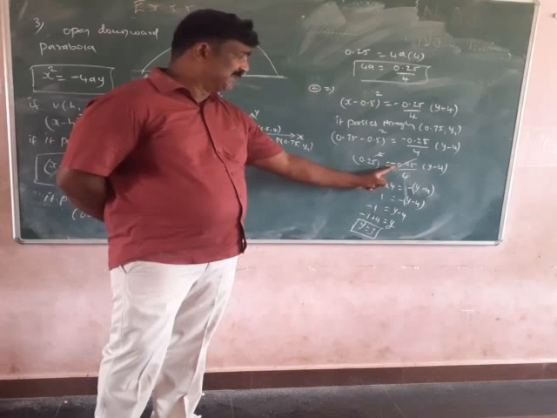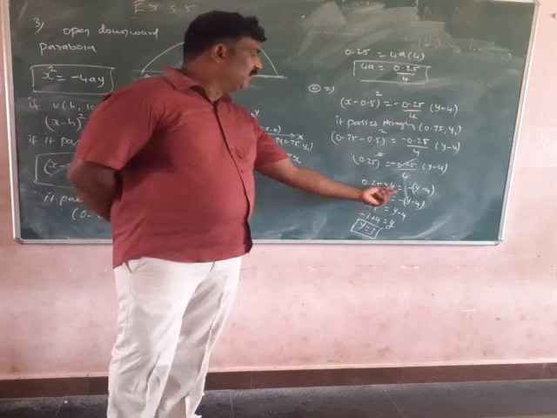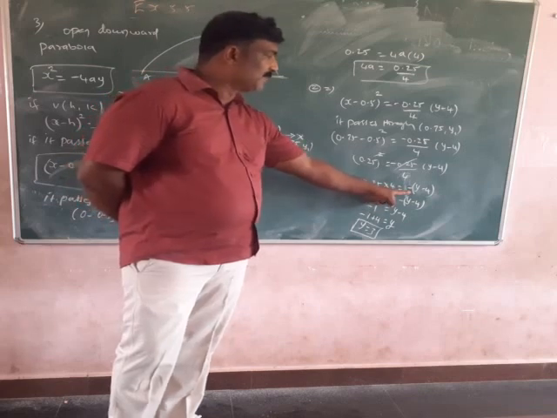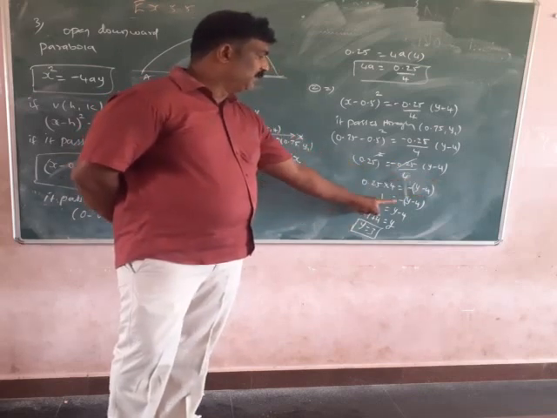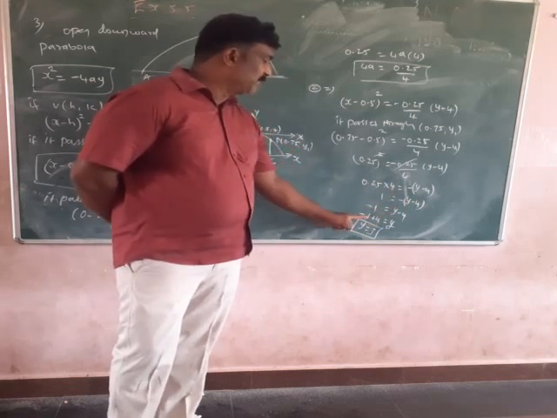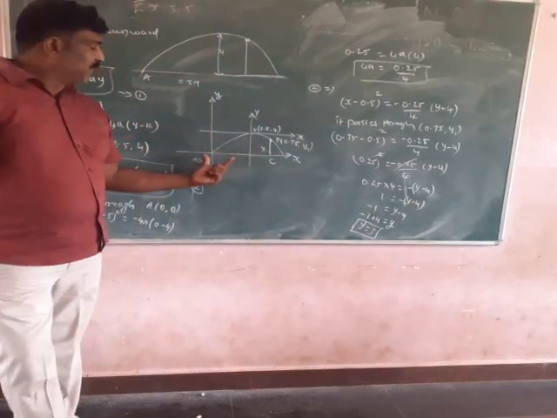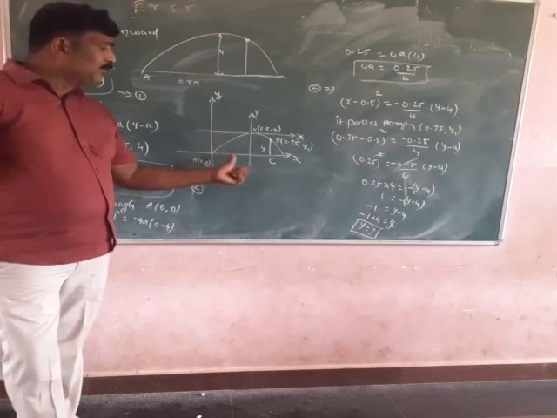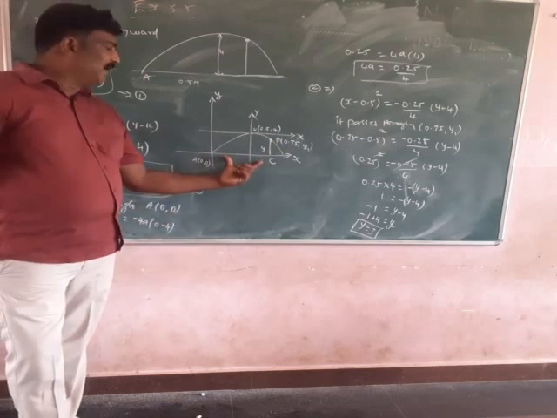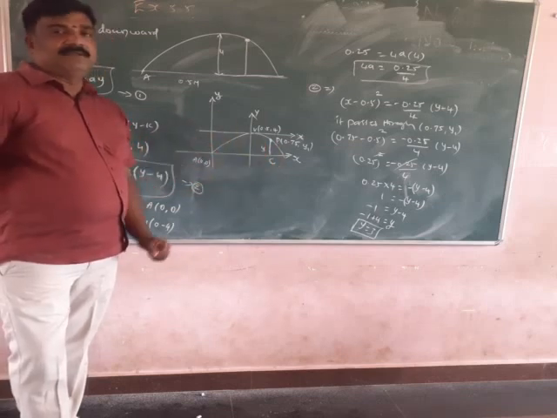The minus is already present here. 0.25 here, also 0.25, cancel. By cross multiplication, 4 comes to here. 0.25 into 4 is 1, equal to −(y − 4). So 1 equal to −y + 4, that is −1 + 4 equal to y, so y equal to 3. That is, the height of the water at 0.75 meters distance from the starting point is 3 meters.